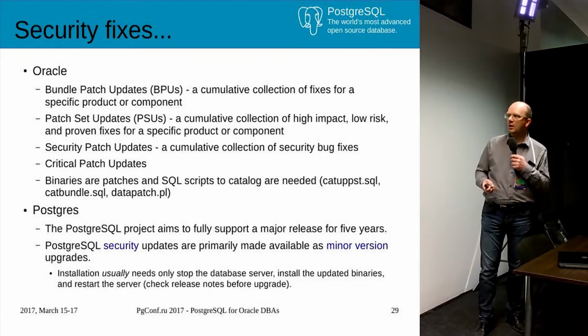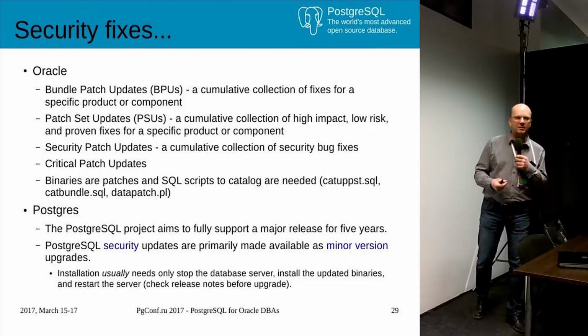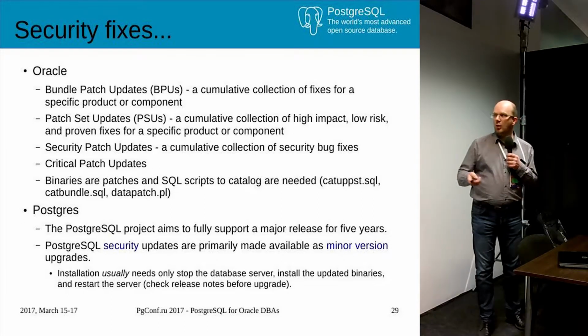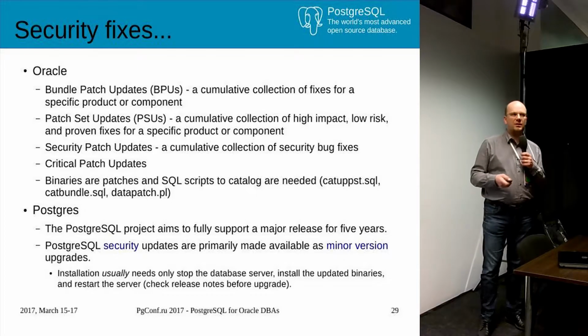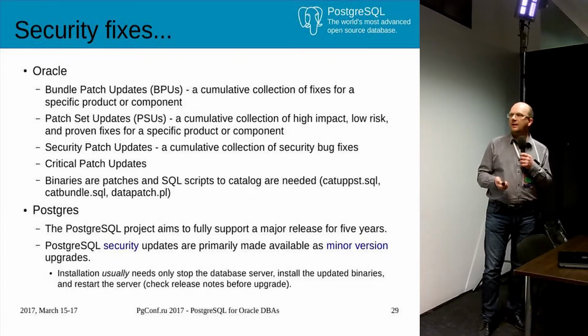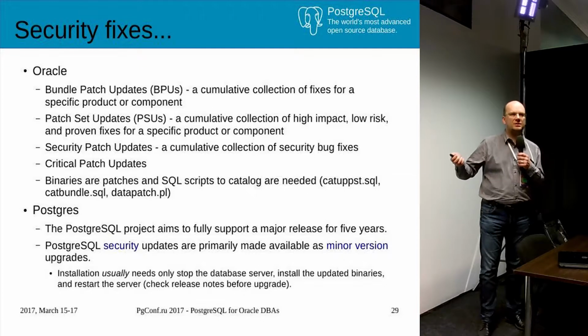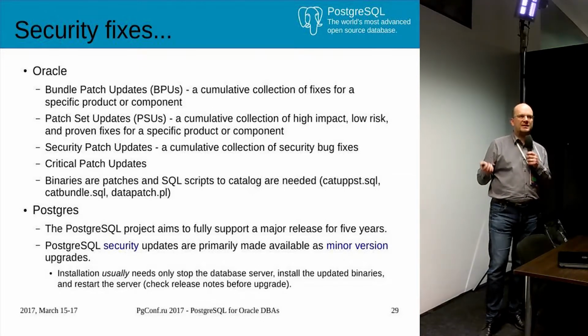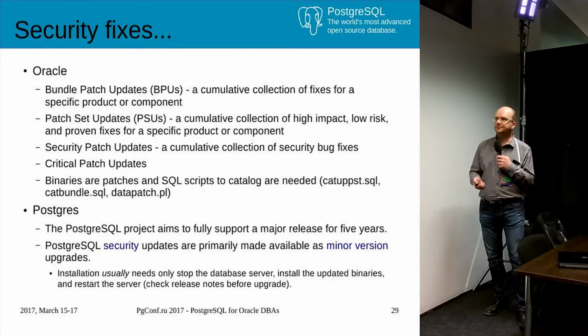Whereas in Postgres, the minor versions, this is the third number after the version number, 9.6.2, this is the minor version, you simply need to stop the engine, install the new binaries and start it up, that's all. Please always read the release notes. There might be, but very rarely, cases when you need to do something within your database for the minor version upgrade, but usually they are extremely fast.